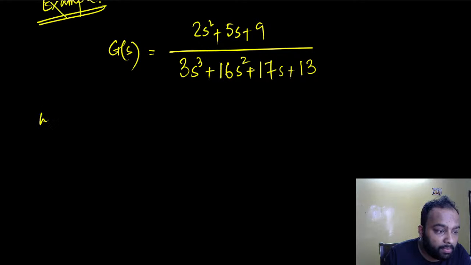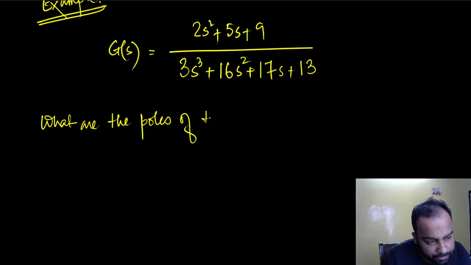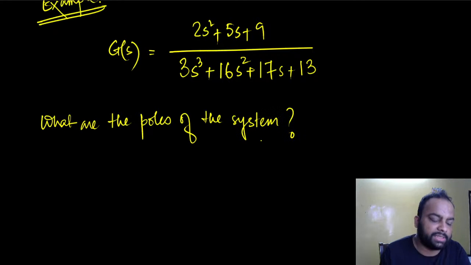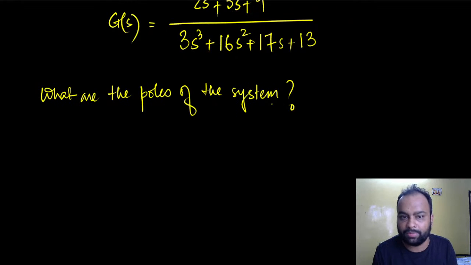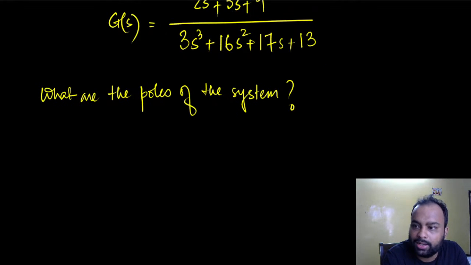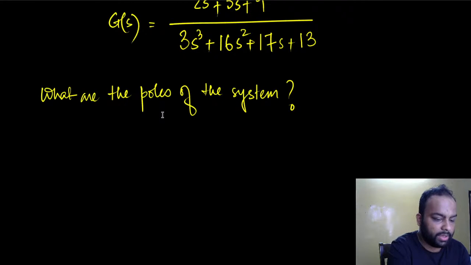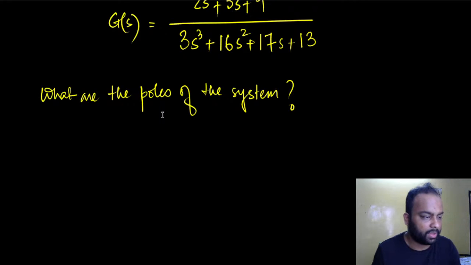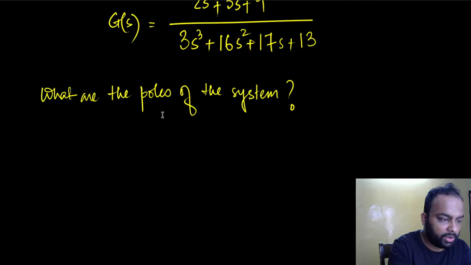So what are the poles of the system? We have this polynomial, but the question is, what are the poles of the system? Let's just do our calculation here. Let's just open Python. Import control as ct. So let's define the transfer function, G equal to ct.tf.